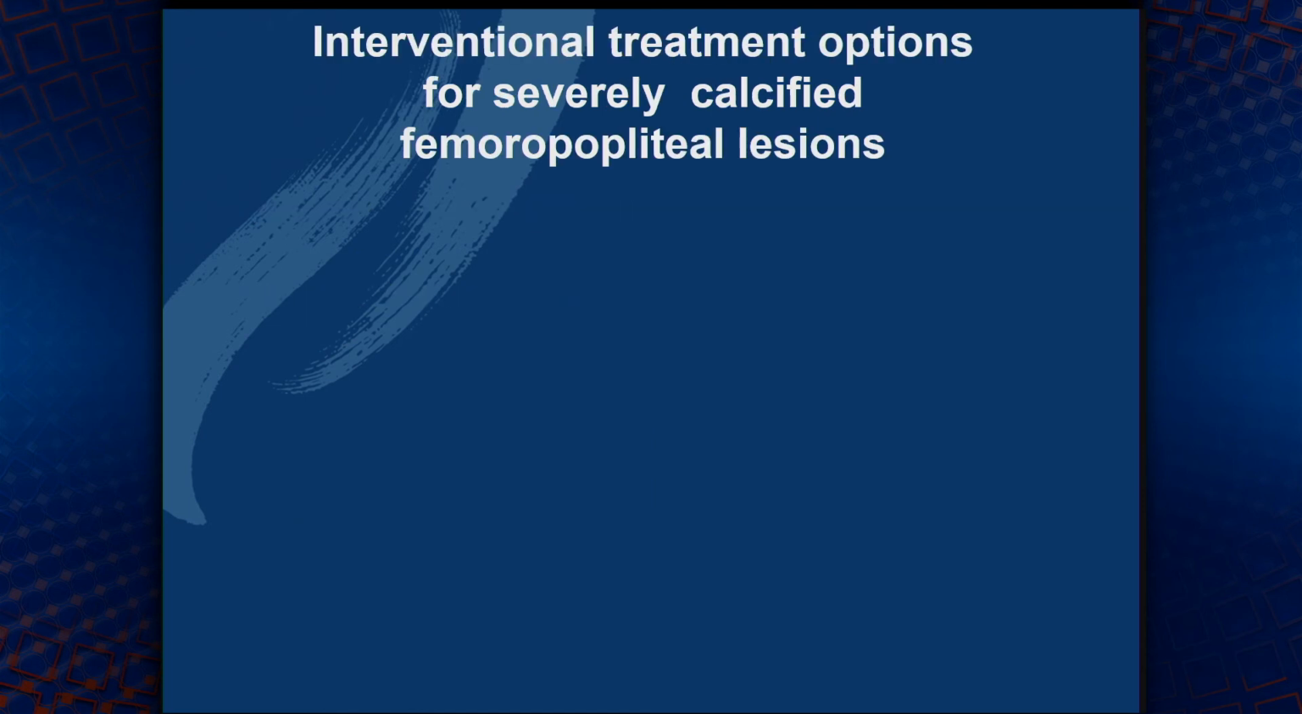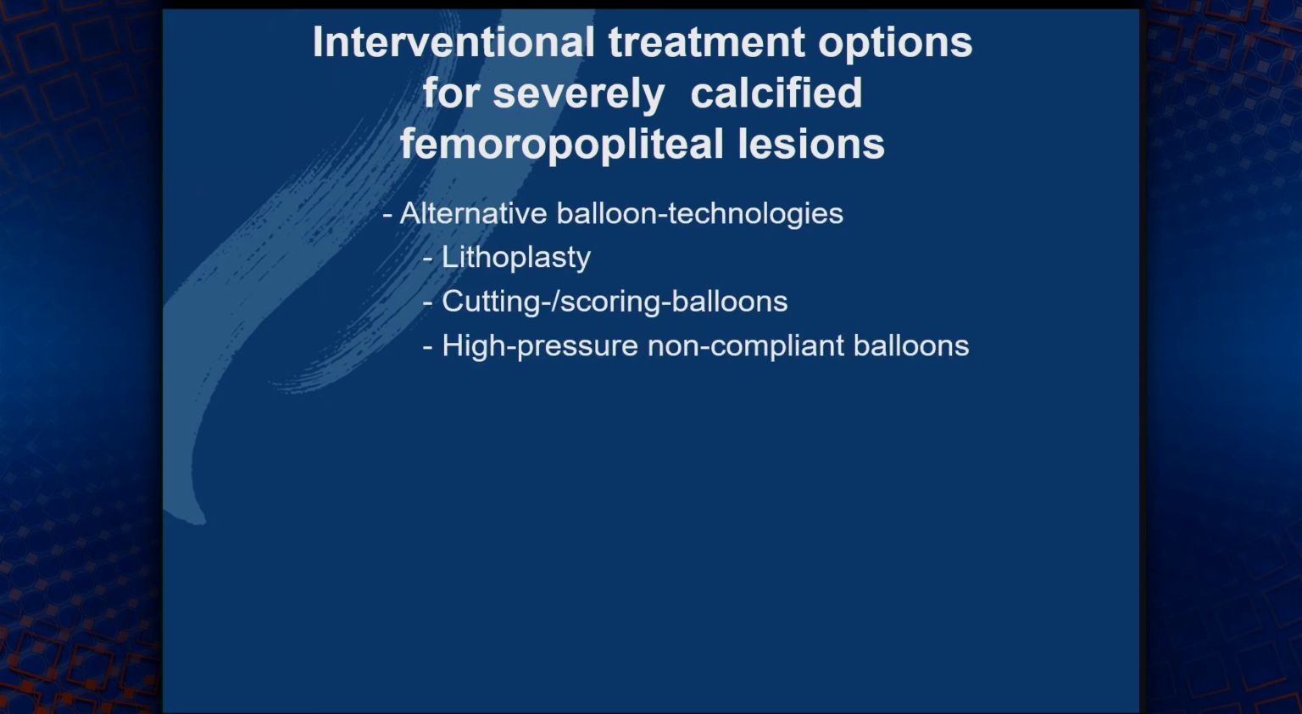At first, what kind of interventional options do we have for the treatment of severely calcified femoral popliteal lesions besides semi-compliant balloons? We could do alternative balloon technologies like litoplasty, cutting and scoring balloons, maybe high-pressure non-compliant balloons. We can also do atherectomy, or go around the lesion with an interventional bypass like PQ bypass.